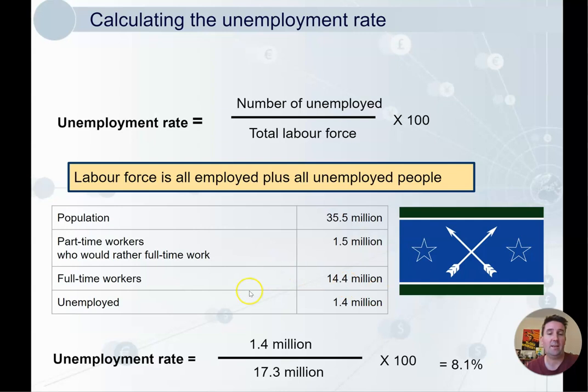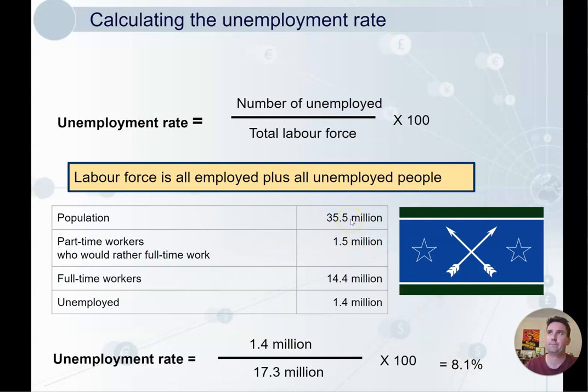The unemployment rate is the unemployed, 1.4 million, over the total labour force. So that is these three categories added together. The population is irrelevant, right? Completely irrelevant. We only care about the labour force. So that is people that have jobs, part-time workers and full-time workers, they both have jobs, so they count, and the unemployed. So we work out an unemployment rate of 8.1%.